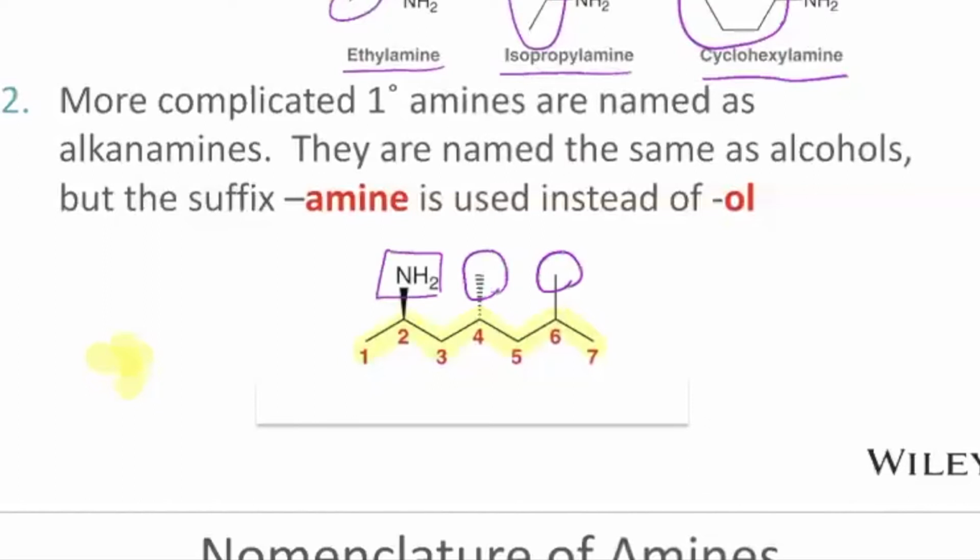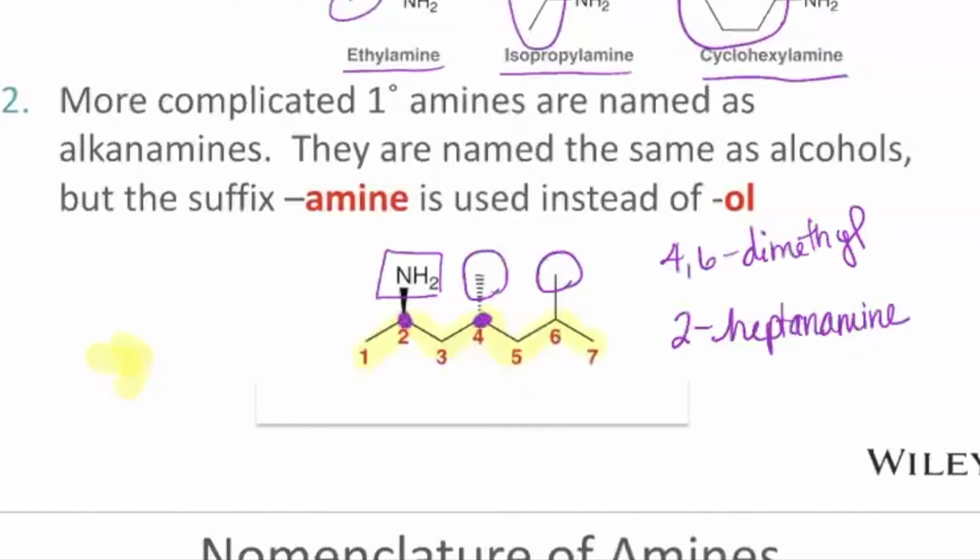So maybe pause the video and see if you can figure out how to name this, and I'll give you 2 other little hints. This carbon right here is a stereocenter, and this carbon right here is a stereocenter. So this is going to be heptaneamine, and the amine is at carbon 2, so it's 2-heptaneamine, and then we have a 4,6-dimethyl, 2-heptaneamine, but in the front of the molecule, we have to indicate R and S for center 2 and for center 4.